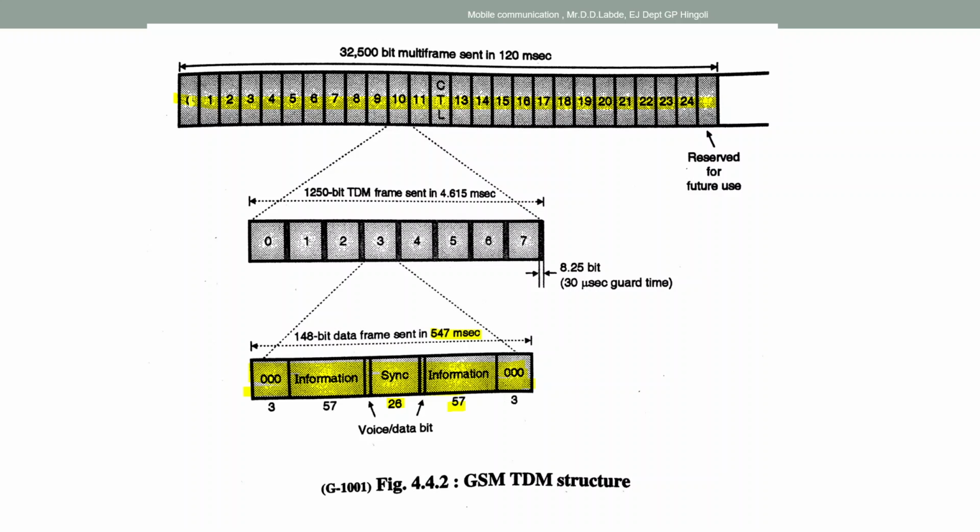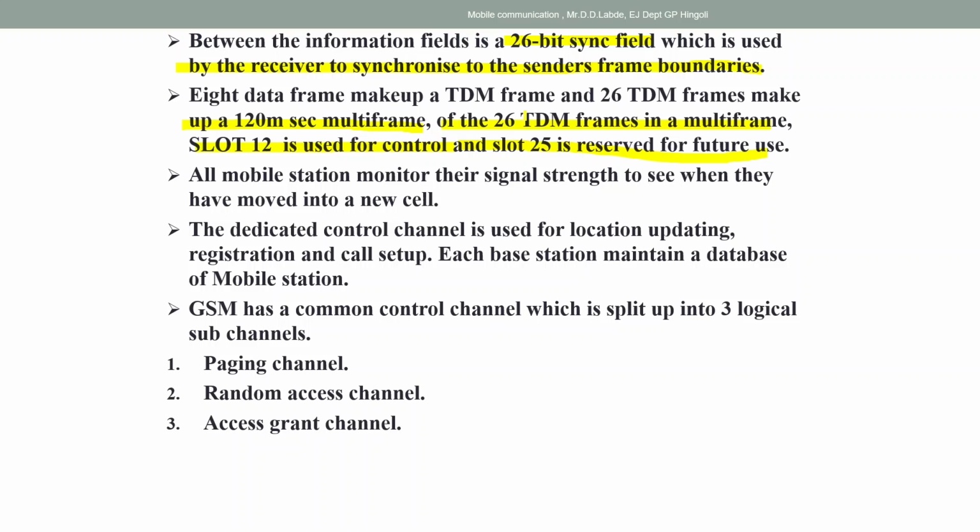In the total frame structure, you have a 32,500-bit multi-frame which can be sent in 120 milliseconds. We are considering one frame. In that, the 12th slot is control, and the 25th is reserved for future use. We have already seen this here. Here you can see the TDM frame.